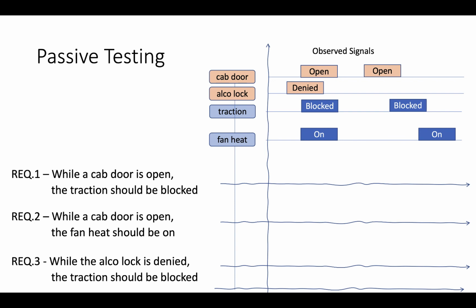For requirement 1, asserting that the traction block is on is only meaningful to do while the cab door is open. We call such conditional assertions guarded assertions. The guard decides when, and the assertion decides what to check.